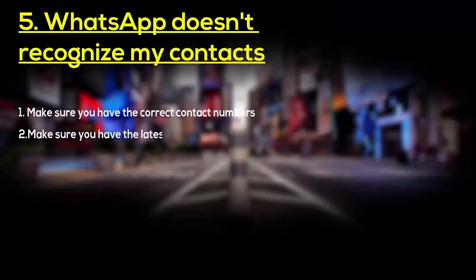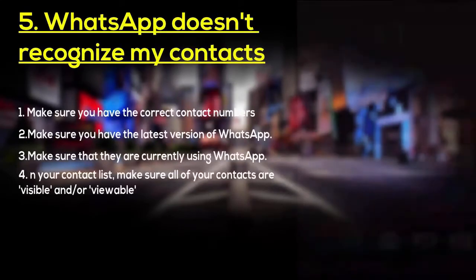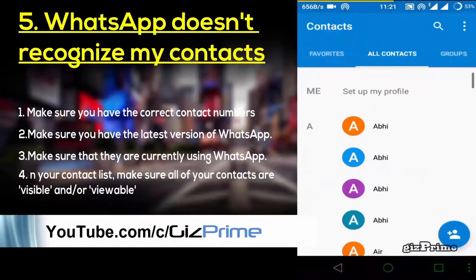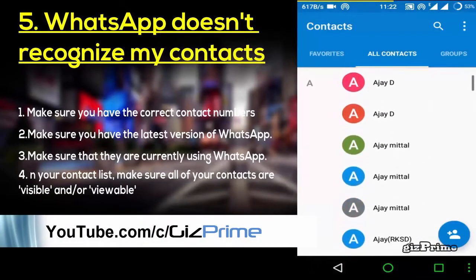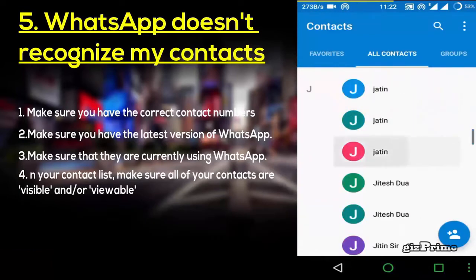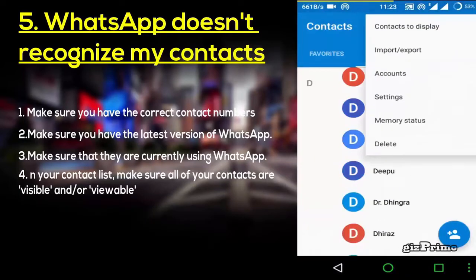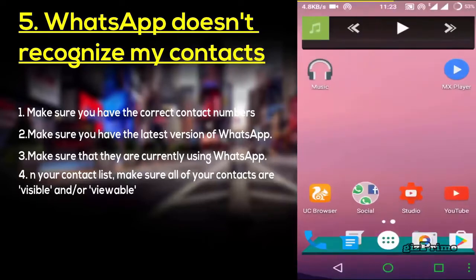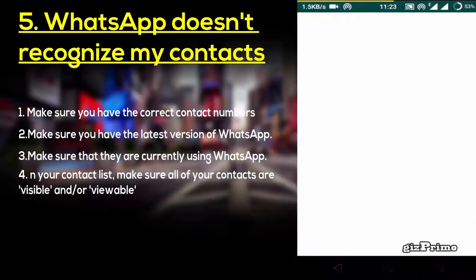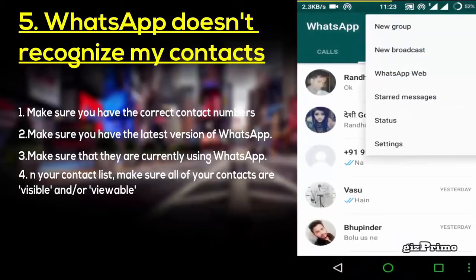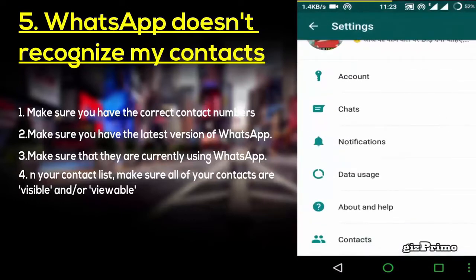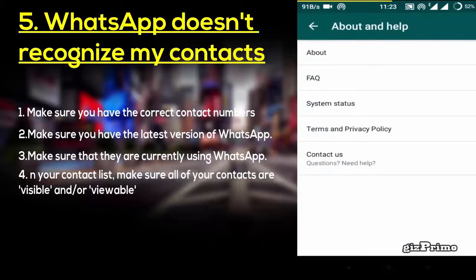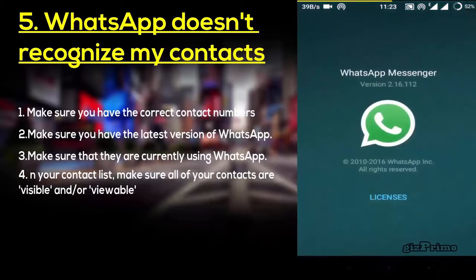There are a few reasons why WhatsApp would not recognize your contact. So first of all, make sure your contact is correct with the country code. And confirm all your contacts are visible and viewable. Next, make sure you are using the latest version of WhatsApp. To do this, tap on menu, settings, about and help, and hit on about and check your latest version. Next, make sure they are using WhatsApp.